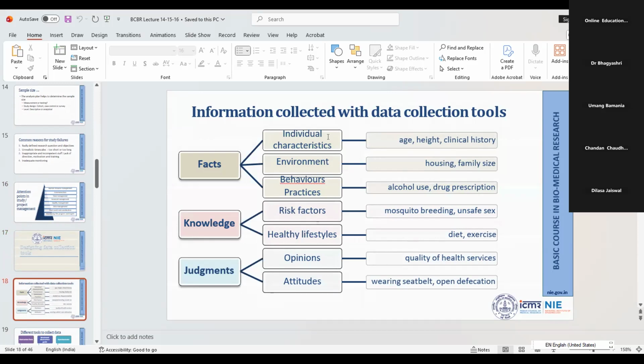In fact, the information is like individual characteristics, like age, height, clinical history, then facts like environmental history, house, family size, then facts like behavior practices, alcohol use. Then in knowledge, some risk factors and healthy lifestyle, and judgmental information like attitude or opinion of a person.